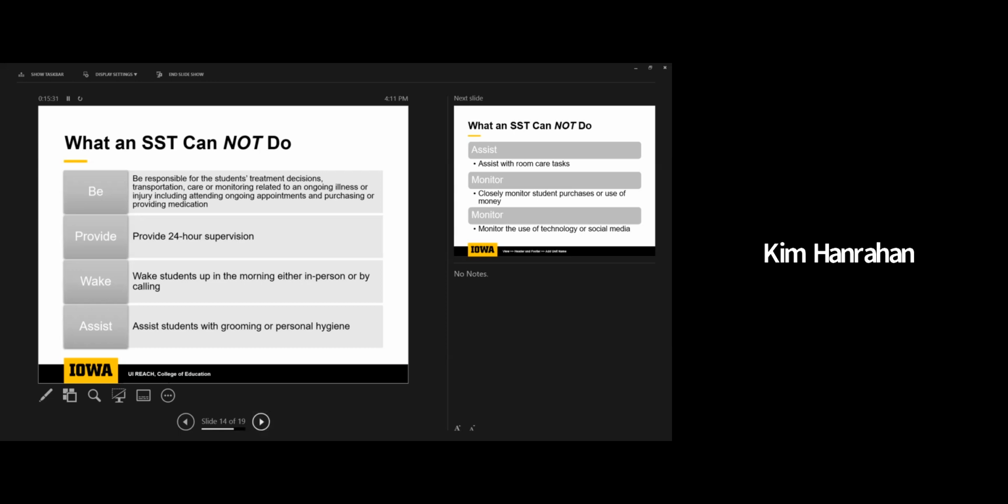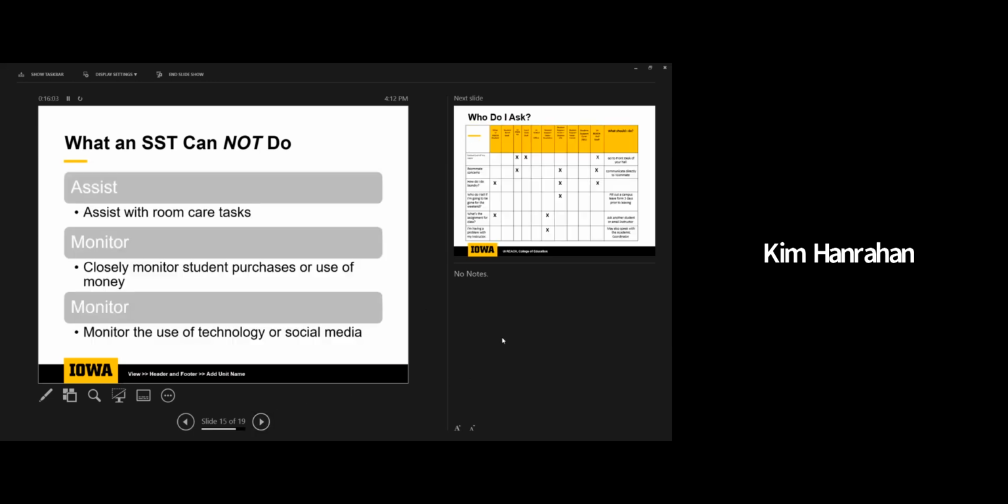fall. And then grooming or personal hygiene, we just can't do that. We will remind a student, if a student comes to a class and it's obvious they haven't paid much attention to grooming or hygiene, depending on the degree to how bad it is, we can send them home right away and have them take care of it. Or we can ask residence hall staff to check in with the student in the evening to make sure that that's being attended to. We also cannot assist with room care tasks.